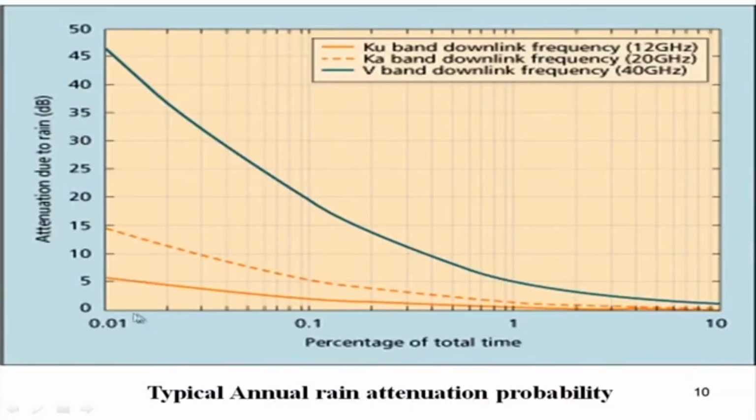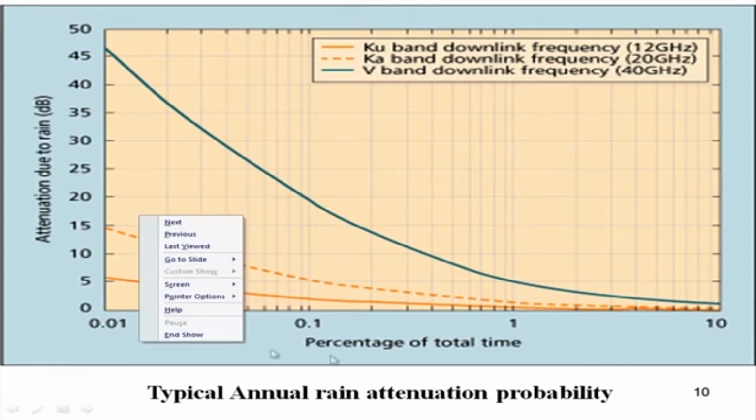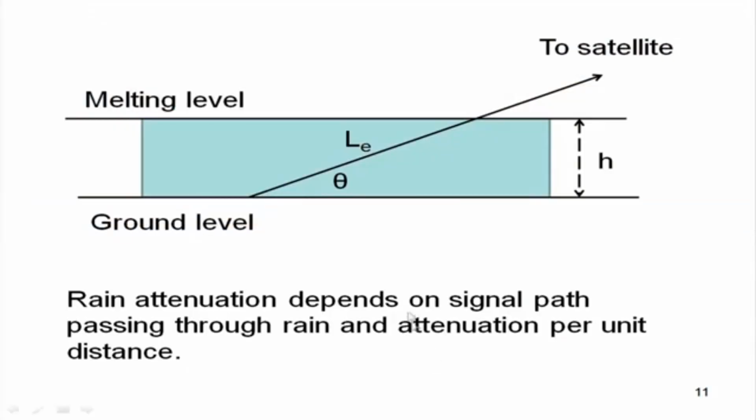So, let us go back to the last slide we were discussing. It is generally available that for a percentage of the average year the rain occurs, and because of that rain at different frequency levels what is the attenuation in dB here. So, let us go to the next slide. Let us look at the rain a little more deeply.